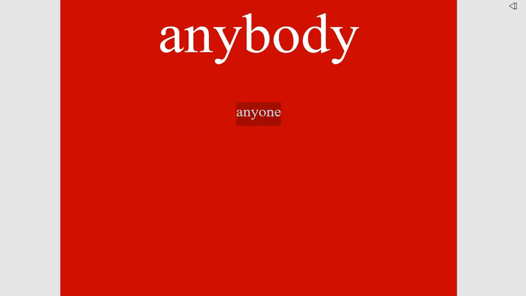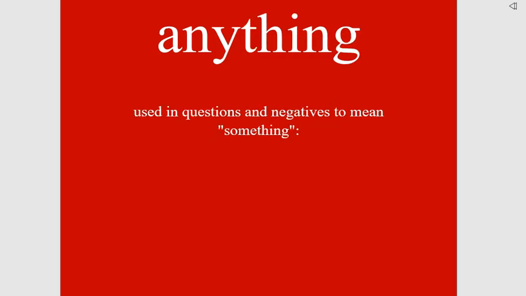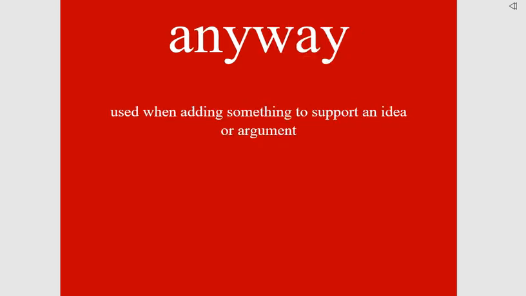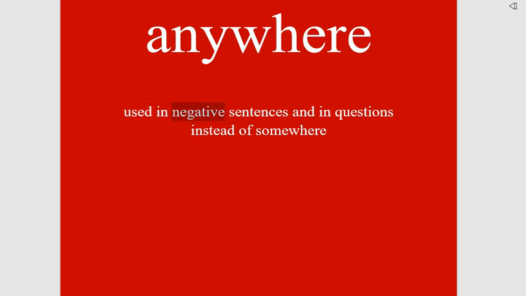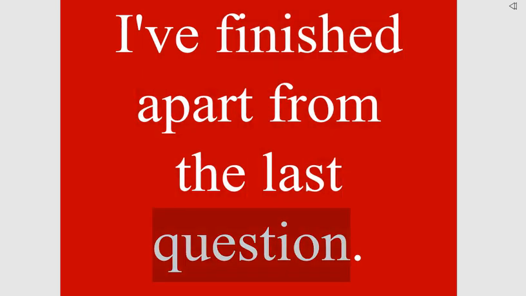Anybody. Anyone. Anyone. Used in questions and negatives to mean a person or people. Anything. Used in questions and negatives to mean something. Anyway. Used when adding something to support an idea or argument. Anywhere. Used in negative sentences and in questions instead of somewhere. Apart. Separated by a distance of space or time. Apart from. Except for. I've finished apart from the last question.